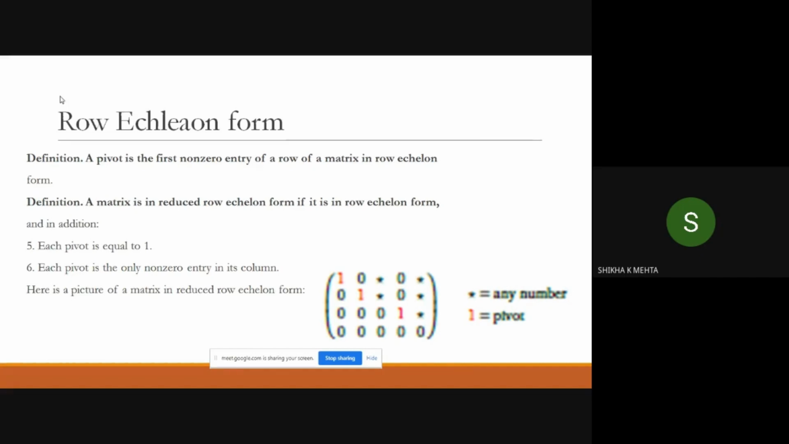So any doubts now? Yes. Yesterday some people had doubts, so I have just repeated that particular thing to make it precisely clear what is the difference between the row Echelon form and the reduced row Echelon form. So if you have any doubts, you can ask, otherwise I'll proceed further. Any doubts? No, ma'am. Okay.